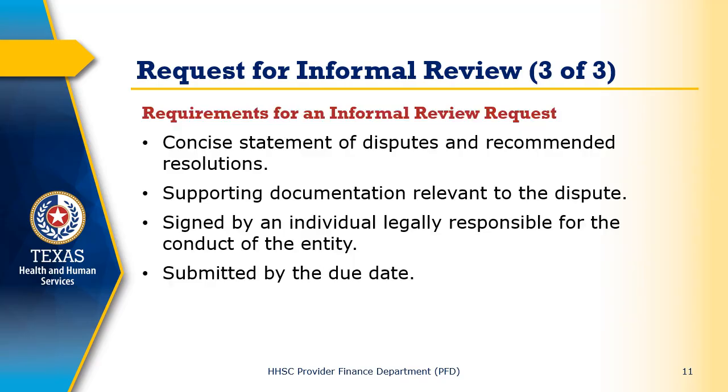The request must include all necessary elements as defined in TAC Section 355.110, C1: a concise statement of the specific actions or determinations it disputes, recommended resolution, and any supporting documentation the interested party deems relevant to the dispute. Signed by a legally authorized individual, the informal review request must be submitted prior to the due date. It is the responsibility of the interested party to render all pertinent information at the time of its request for an informal review. A request for an informal review that does not meet the requirements outlined above will not be accepted. The request must be signed by the individual legally responsible or their legal representative.